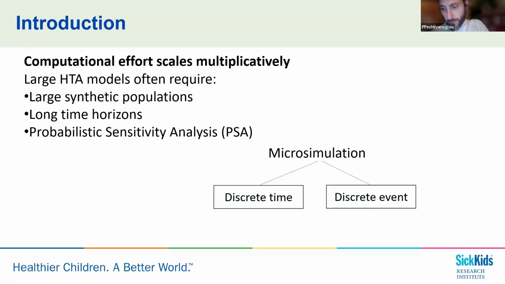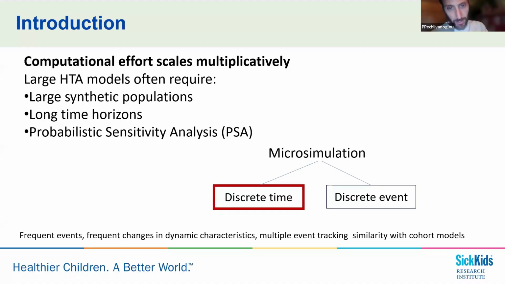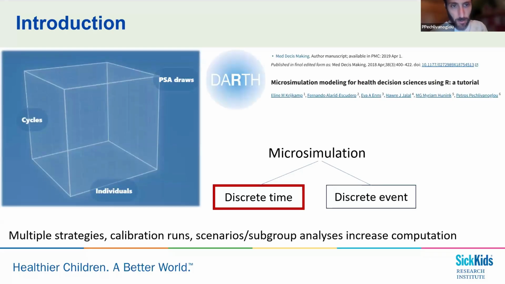And you can build a discrete event simulation, you can build a discrete time simulation model. And we're going to focus on discrete time simulation models in scenarios where you have frequent events or frequent changes in dynamic characteristics, or you have multiple events that you want to track. And also because they are quite similar to cohort models, and sometimes users that they begin to use in the individual simulation models might have an easier time understanding them. So that creates all this complexity of individual level, cycle level, and PSA level iteration.